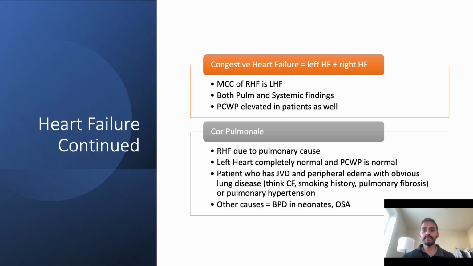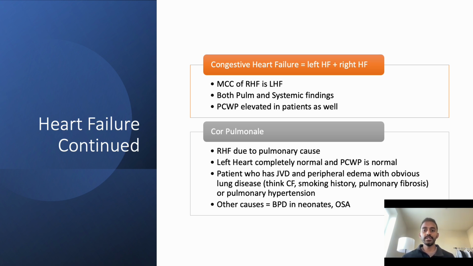So congestive heart failure simply means left plus right heart failure. Also, the most common cause of right heart failure is left heart failure that progresses to right heart failure. So in congestive heart failure, there would be both pulmonary and systemic findings, and PCWP, which is pulmonary capillary wedge pressure, would be elevated as well.